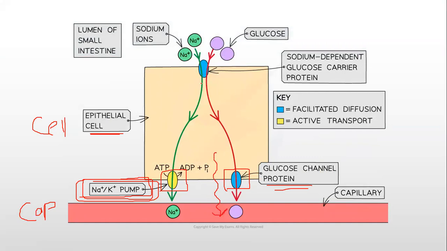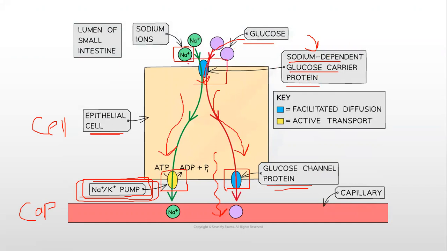Two processes are taking place. अब होता क्या है? This is a sodium dependent glucose carrier protein. Why is it sodium dependent? Because when sodium is going to enter, only then it is going to open the carrier protein, and glucose would also be coupled with sodium and only allowed to enter then. Once it is entered, दोनों अपने अपने रास्ते वापस, they again separate because the work is done.